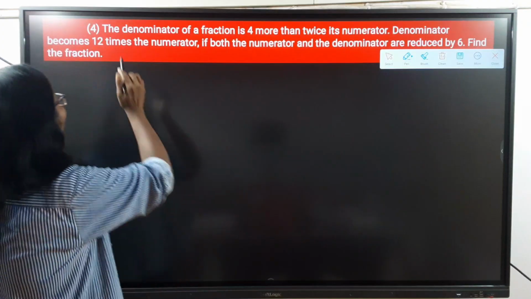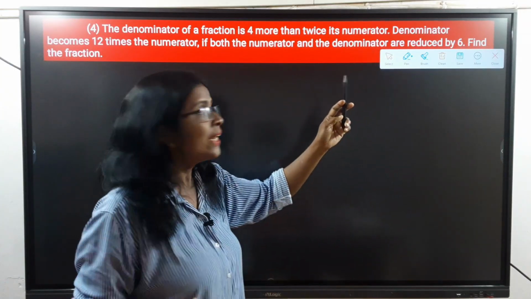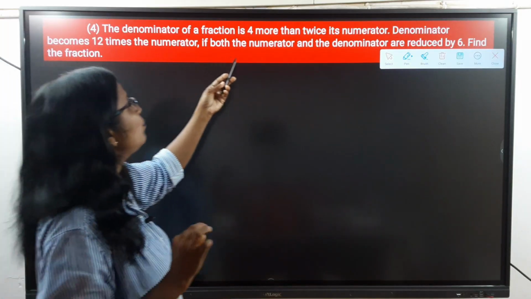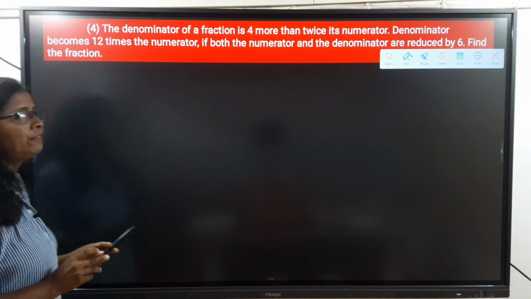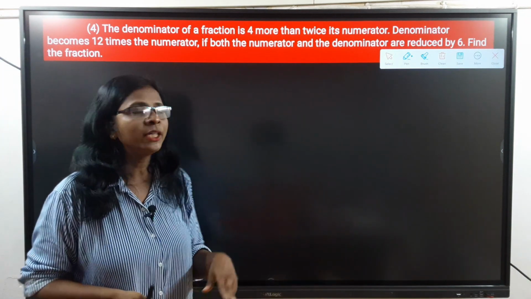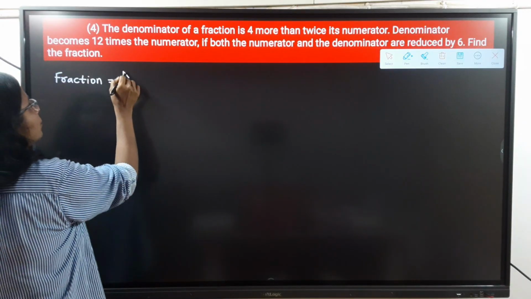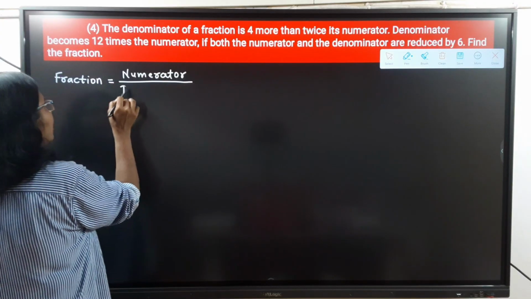Example 4. The denominator of a fraction is 4 more than twice its numerator. The denominator becomes 12 times the numerator if both the numerator and denominator are reduced by 6. Find the fraction. Now here students, we have to find the fraction. There are two sentences, which means there are two conditions. So first we write the fraction. Here fraction is equal to numerator upon denominator.